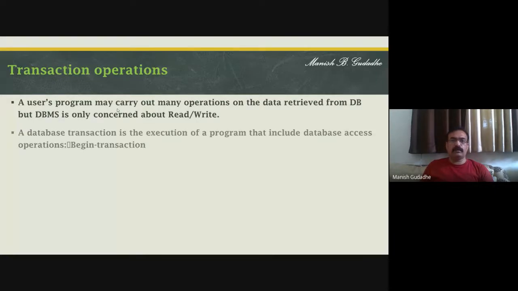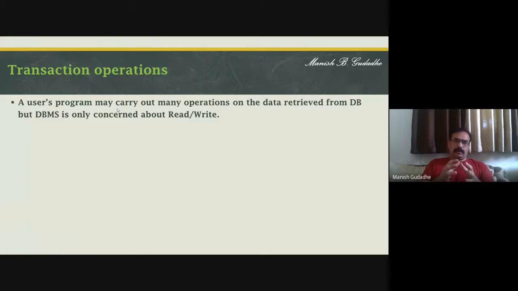Now, when we talk about what kind of operations a transaction may take or perform, a user's program may carry out many operations on the data retrieved from the DBMS. Okay, many operations. But at the back end, there are only two main operations which are considered: the read operation and the write operation. The DBMS is going to either read the data or write the data. Write the data means make changes in the data or update the data.